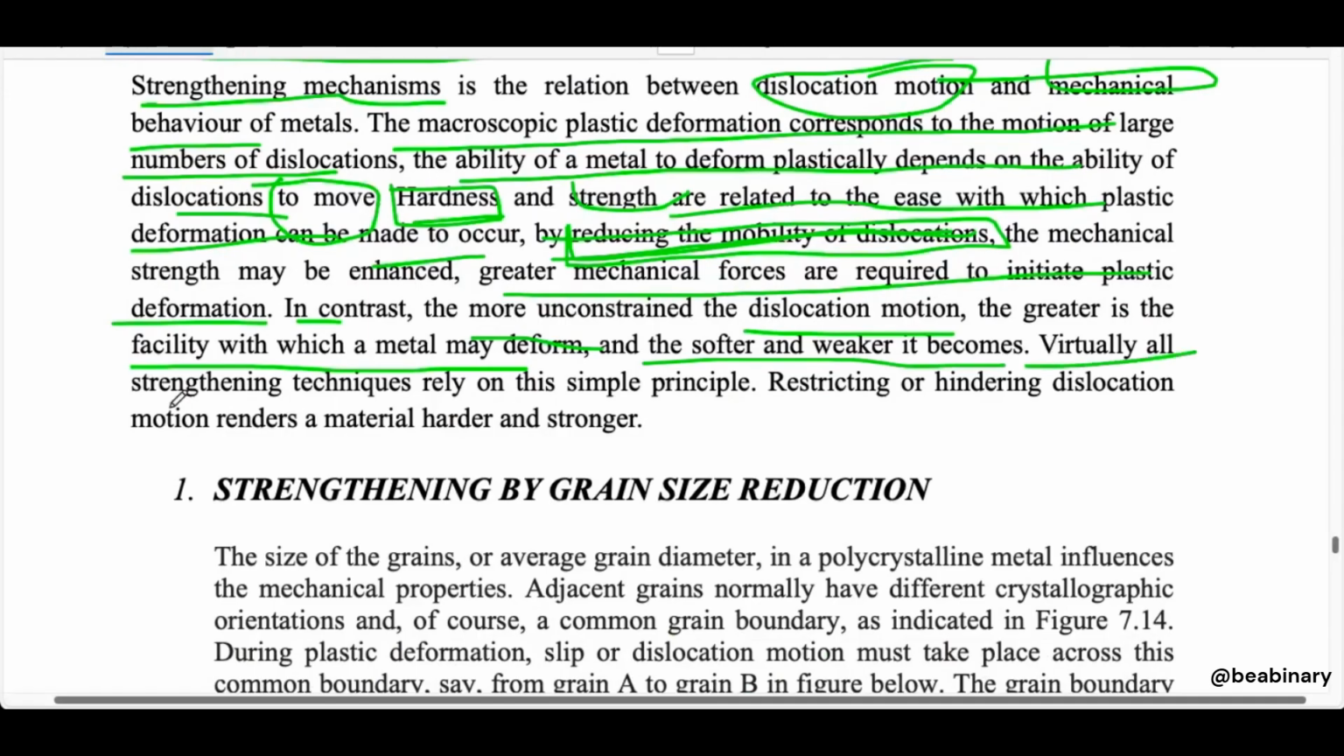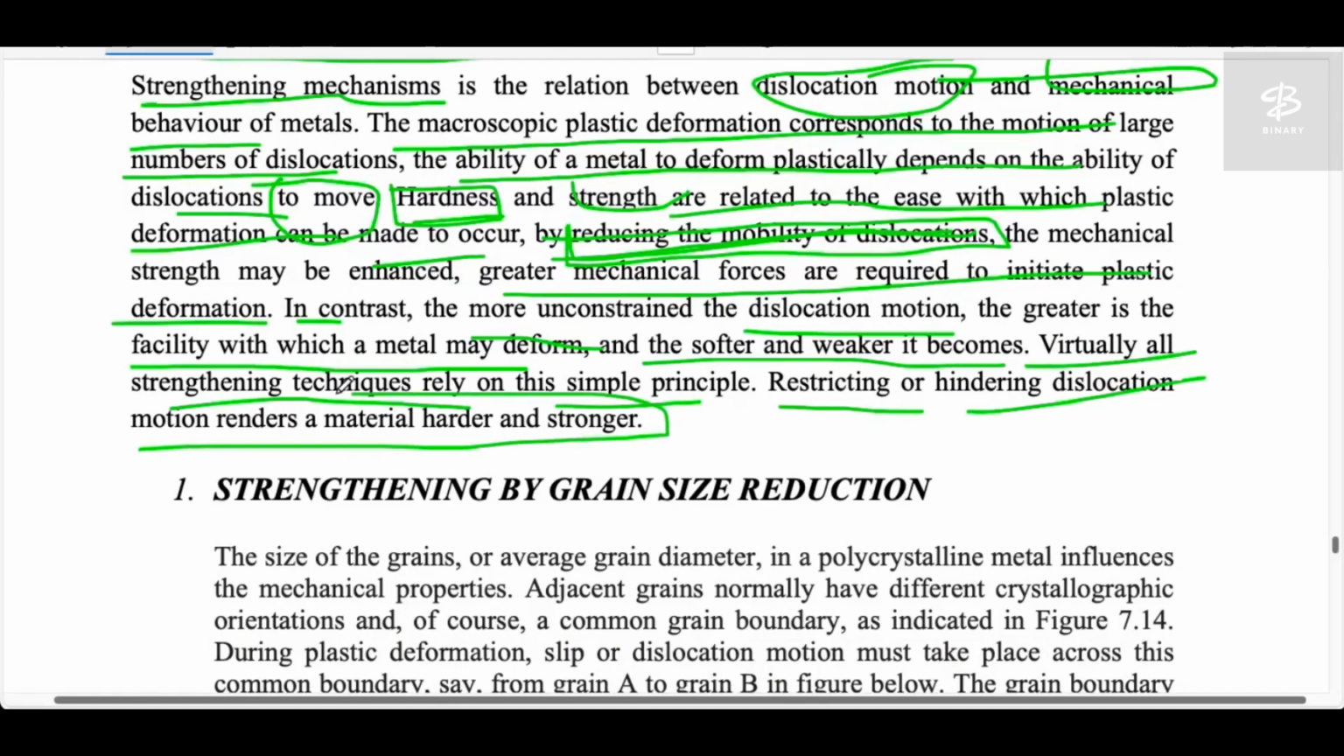Virtually all strengthening techniques rely on this simple principle: restricting or hindering dislocation motion renders the material harder and stronger. Restricting your dislocations so that they cannot move further will increase your material strength and hardness. Basically it's all about how you play with your dislocations. If you are able to stop the dislocations from moving, you can get your material strength increased. And if you are not able to control the movement of dislocations, that will lower your material strength and hardness.